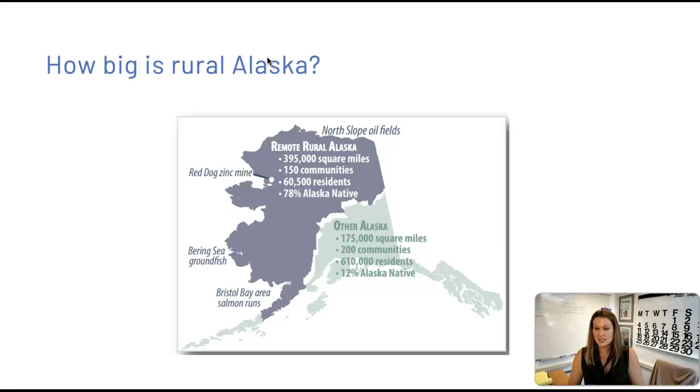Compare that to the rest of Alaska. The other 1/3 of Alaska land has about 200 communities, but accounts for about 600,000 residents, right? So 10 times the number of people in half the land mass. And the rest of Alaska is only about 12% Alaska Native. So also just different demographics racially.